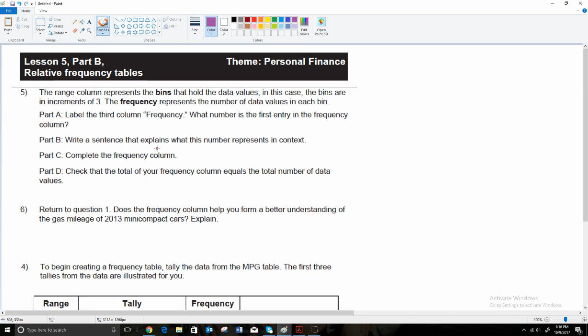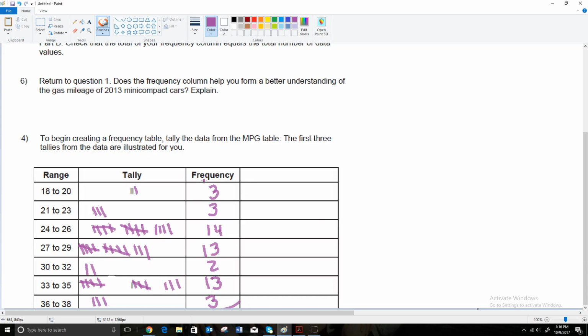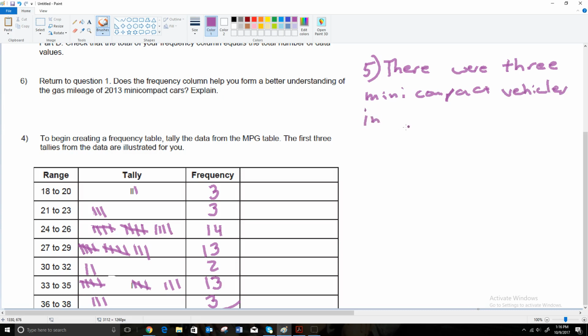Now it says to write a sentence that explains what this number means in context, this 3. So in context, what that means is there were 3 vehicles, or 3 mini compact vehicles in 2013 with miles per gallon of 18 to 20.